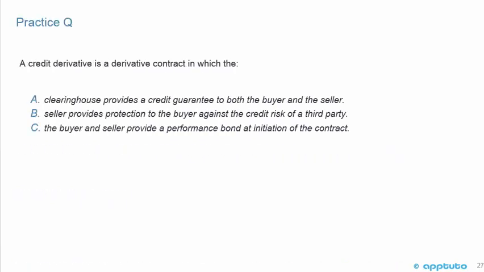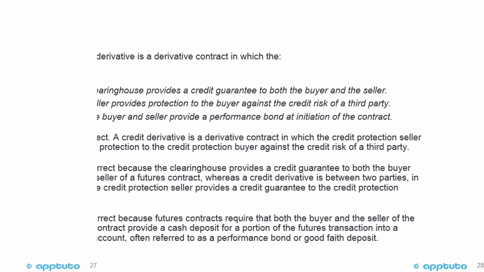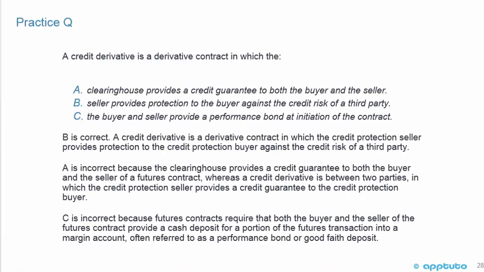And one last practice question to finish this learning outcome statement. A credit derivative is a derivative contract in which the A, clearinghouse, provides a credit guarantee to both the buyer and seller. B, seller provides protection to the buyer against the credit risk of a third party. Or C, the buyer and seller provide a performance bond at initiation of the contract. B is correct. A credit derivative is a derivative contract in which the seller provides protection to the buyer against the credit risk of a third party.